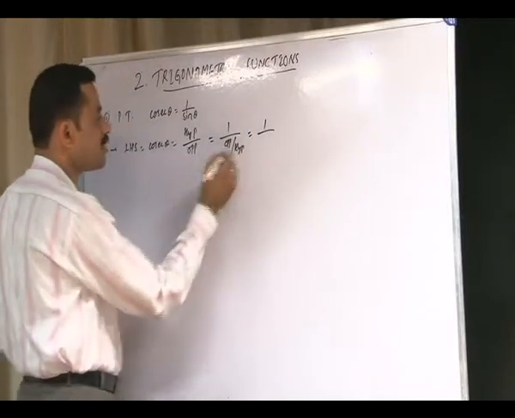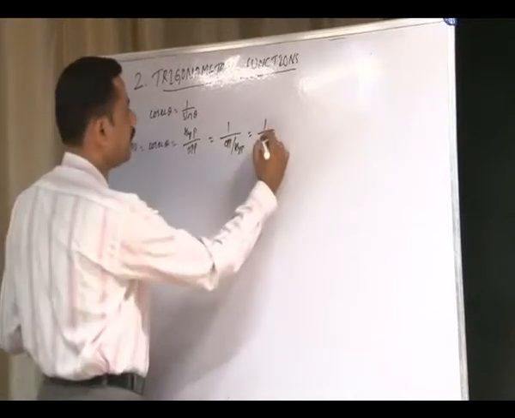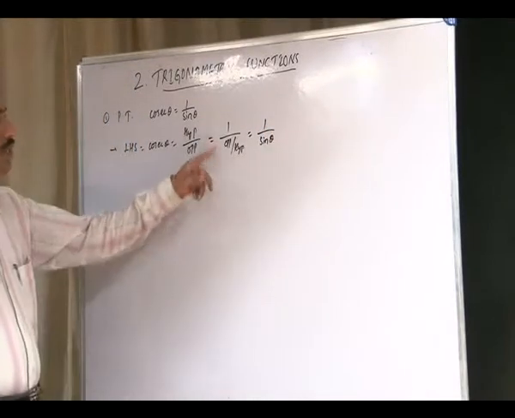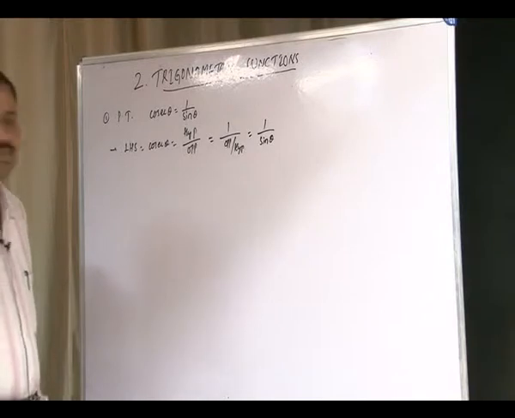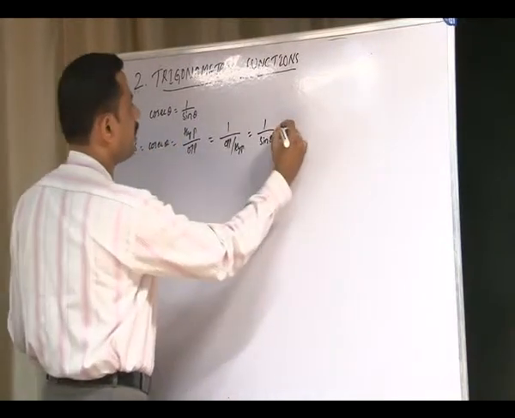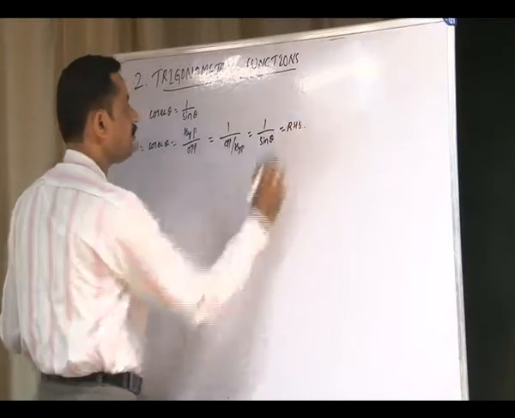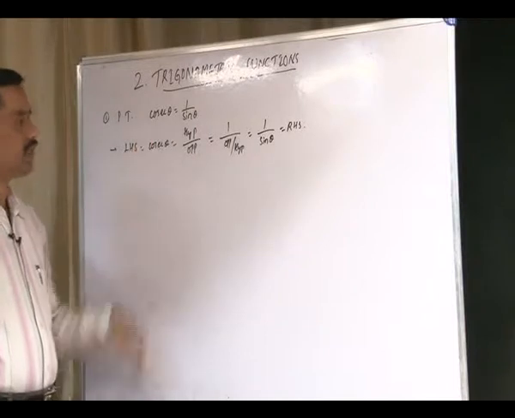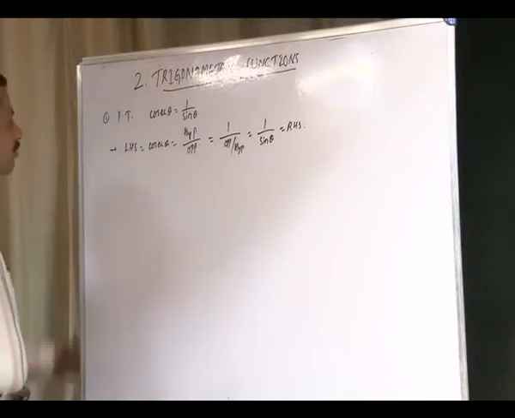over opposite by hypotenuse, which is nothing but sin theta, by definition. Sin theta is defined as the ratio of opposite side divided by hypotenuse. Therefore, we get cosecant theta is equal to 1 by sin theta, that is right hand side. So, like this you can prove the first relation, that is cosecant theta is equal to 1 by sin theta.